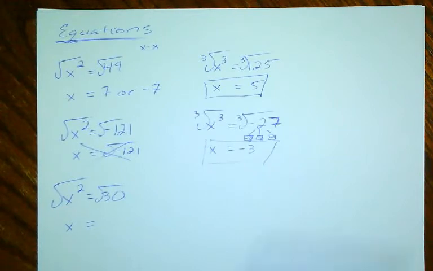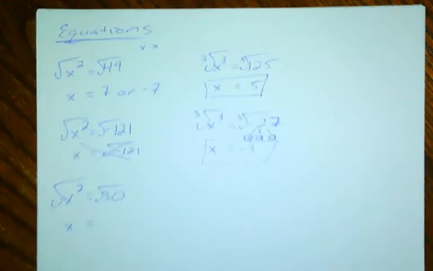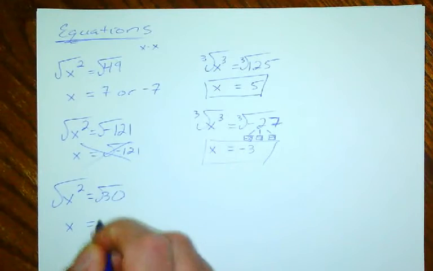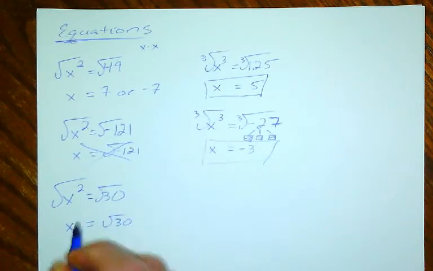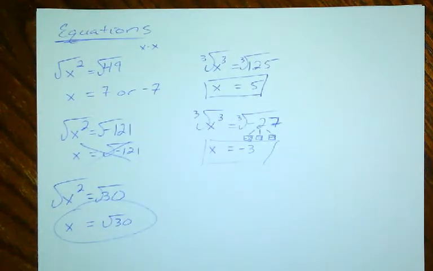Now, I could ask you to round, but the best way to write this down is x equals the square root of 30. This is the best way to write that answer. Or negative square root of 30, with the negative on the outside. Now, this is exact.